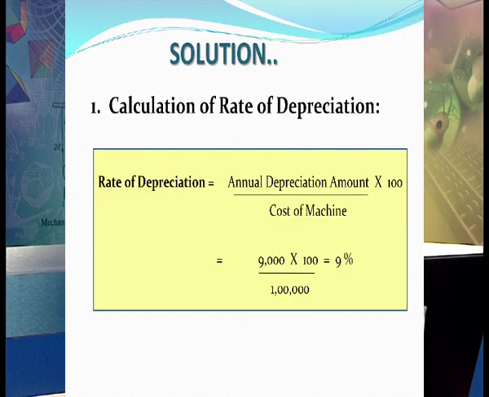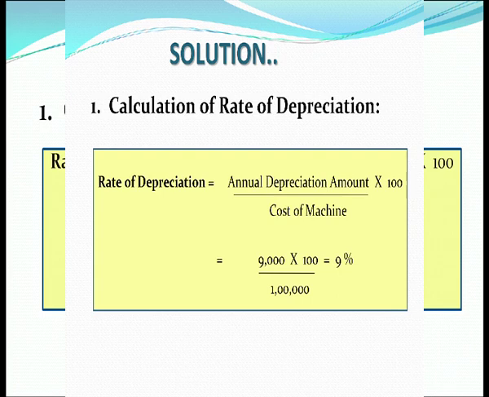The rate of depreciation would be the annual depreciation amount, which we just calculated as 9,000, divided by the cost of the machinery, which is 1 lakh in our case, and this has to be expressed as a percentage, so multiply by 100. So the rate of depreciation turns out to be 9%.